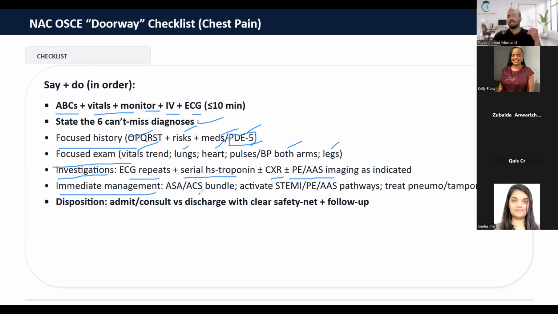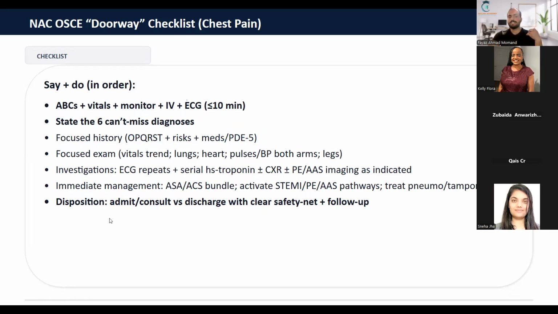Immediate management is based on what the patient has. If they have STEMI, activate the STEMI pathway. If they have another condition, activate that condition's pathway. And if they have pneumothorax or tamponade, treat them urgently. All right.